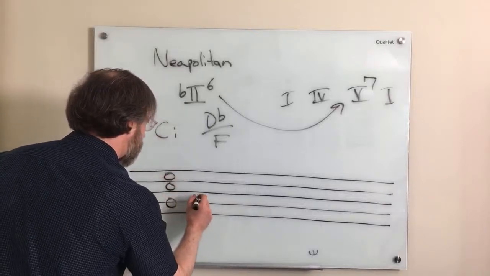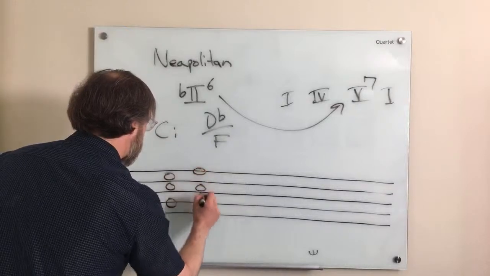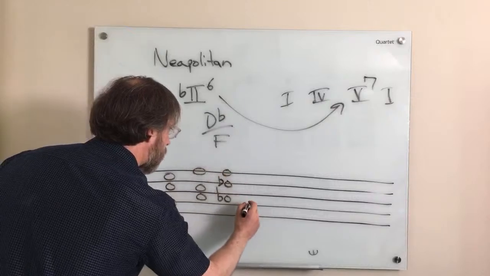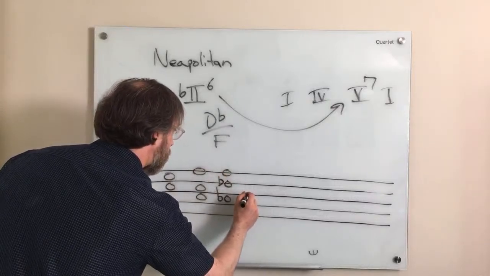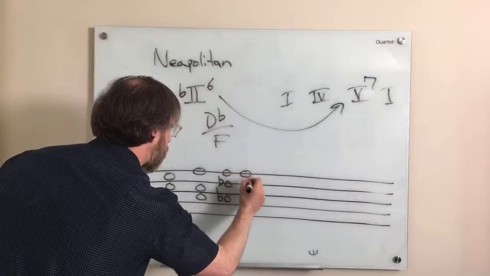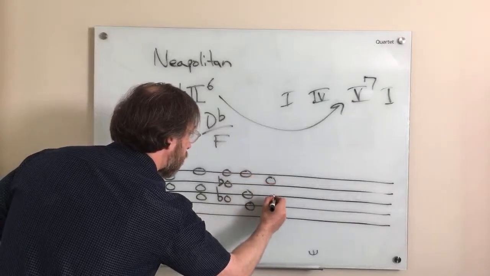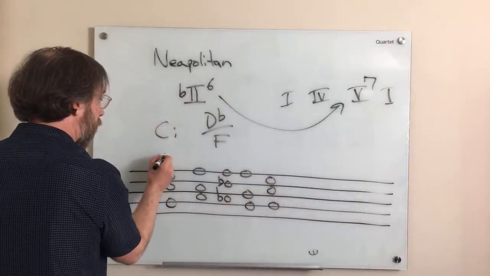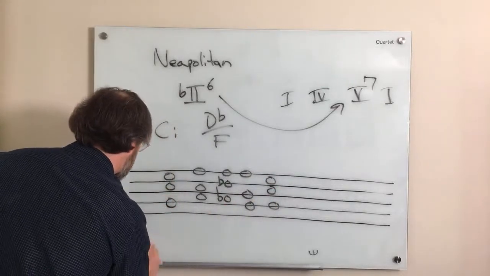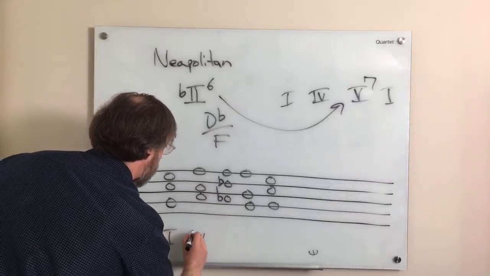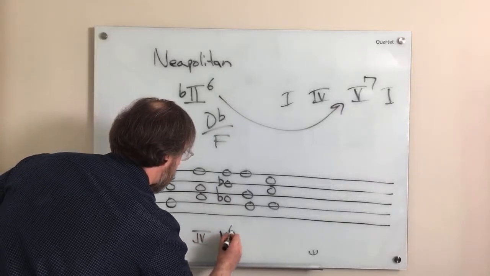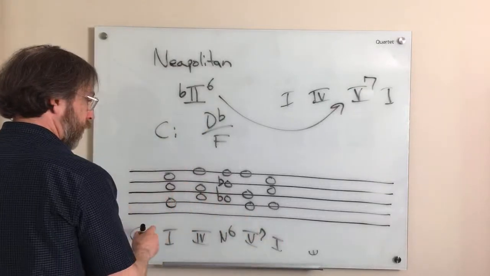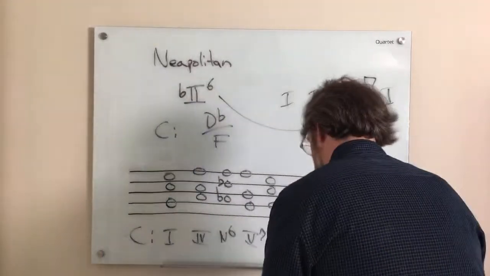And I'll do it up the octave, so it's just a little bit easier to see. So this, to this, to this, to this. Okay, and so this would be, and we're in the key of C, 1, 4, Neapolitan 6, 5-7, 1. So you imagine the correct bass note, if you would, please.